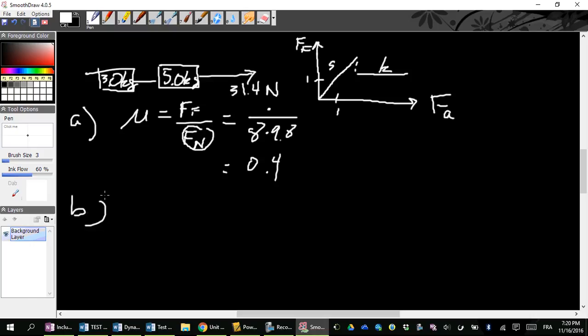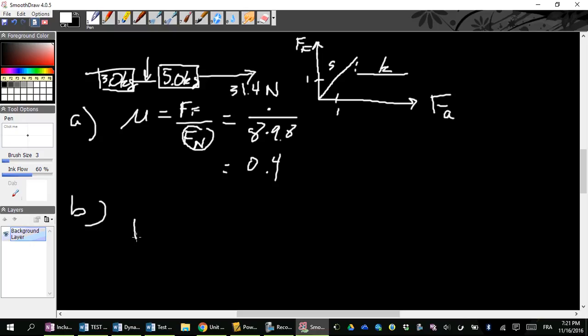B, what's the magnitude of the tension here just before it starts moving? So on static friction, same thing. Okay, so this one I'll have to think with you guys. I don't remember the steps by heart.